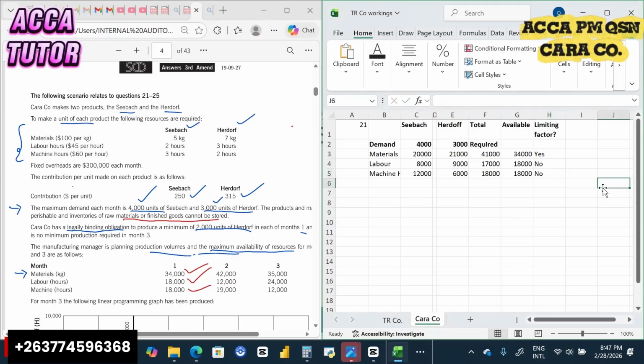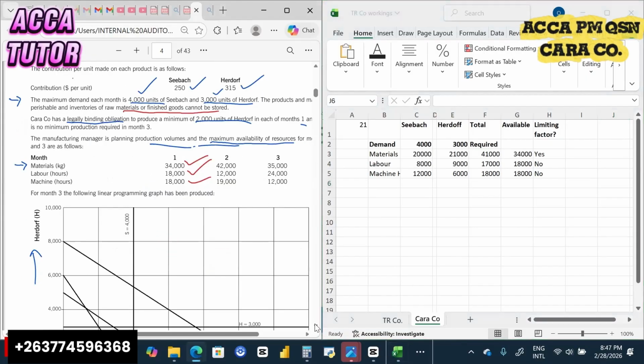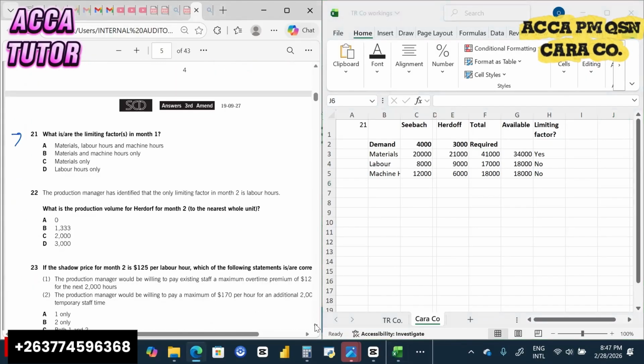Almost there with you, sir. So what is our answer? What is our answer? Becomes materials. So what is the answer? The question: limiting factor. Material only? So the answer is C, right? So you can see that limiting factor analysis is just as simple as eating a cake, isn't it?